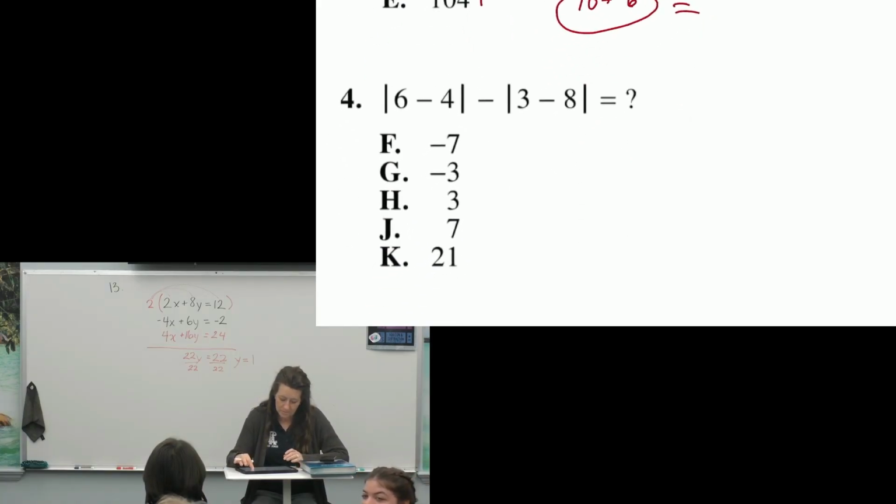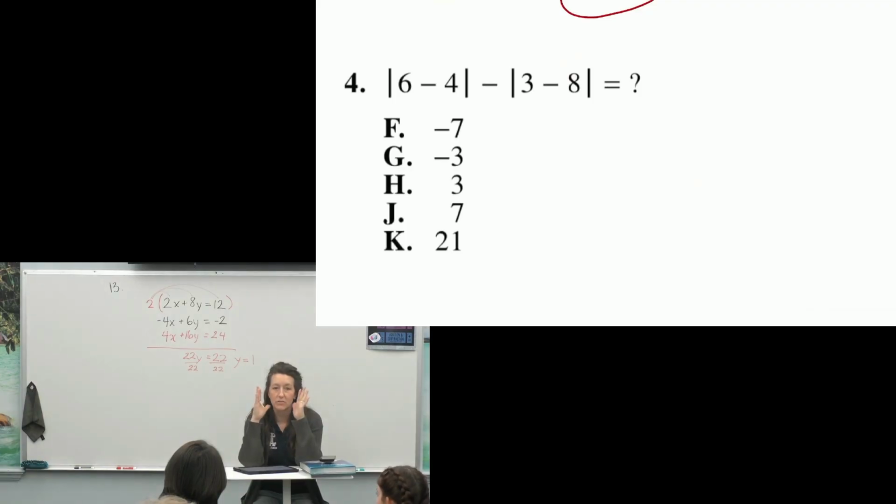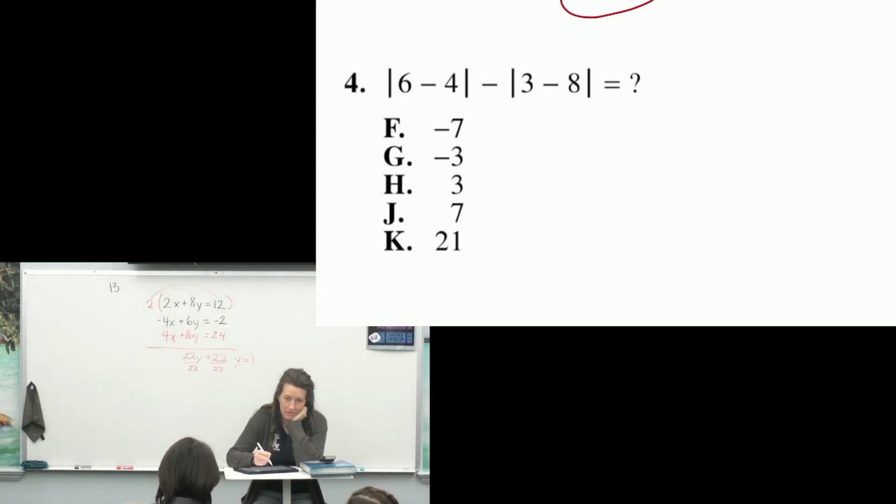Okay, what about this one? I forgot what those lines even mean. That means the absolute value. That means it's the distance from 0, which means you get rid of the negative sign, basically. So why is there a negative on two of them? Well, see what you think first.